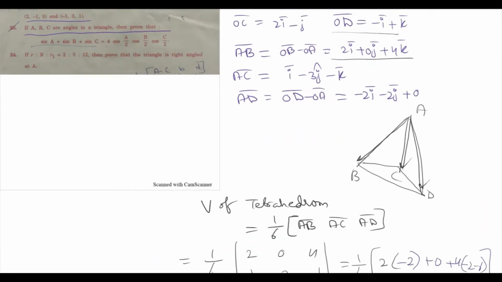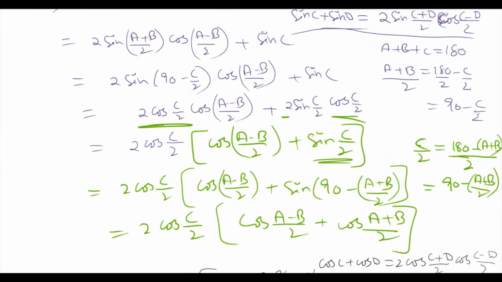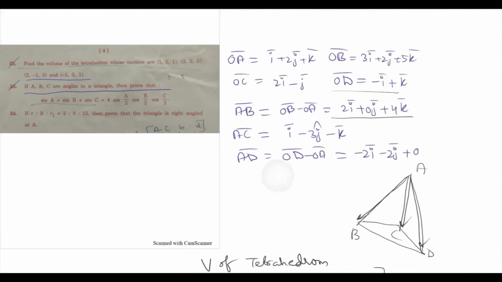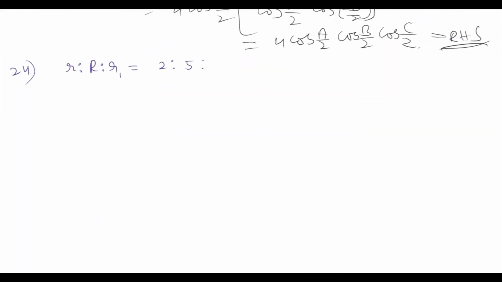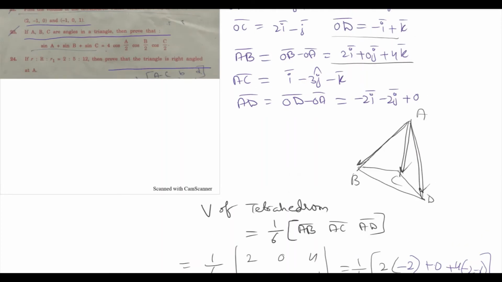And the last question is that if R is to R1 is 2 is to 5 is to 12, then prove that the triangle is a right angle triangle. So given that, this is the 24th question, r is to R is to R1 equals 2 is to 5 is to 12 is given. We need to prove that the triangle is right angled at vertex A.